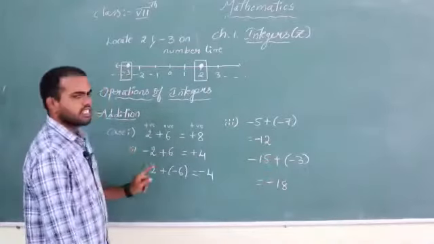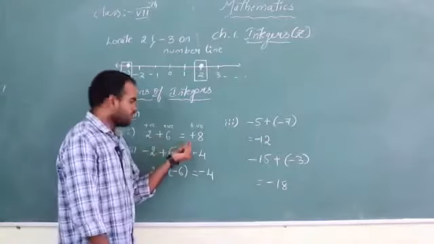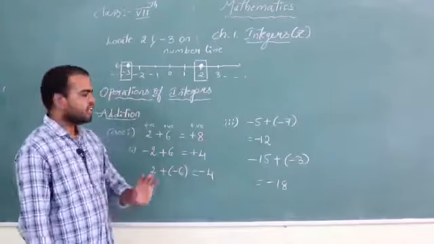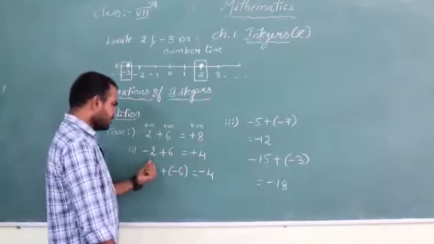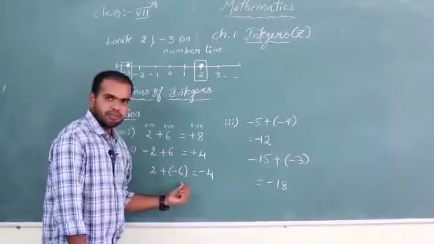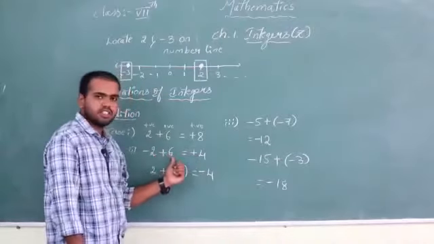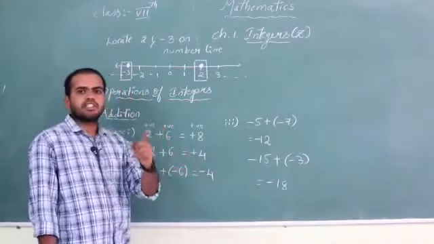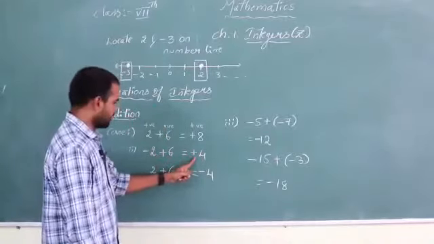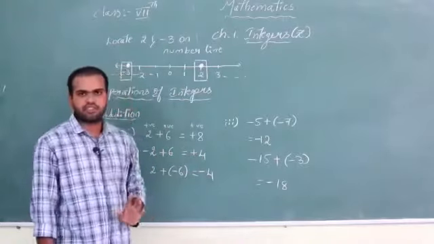So the first case is saying that whenever you add two positive numbers, the sum we get is positive. What about the second case? If you are adding a negative number with a positive or a positive number with a negative number, we have to subtract the numbers, then take the sign of the larger number. Here the larger number's sign is minus, so we took minus. So this is case 2.